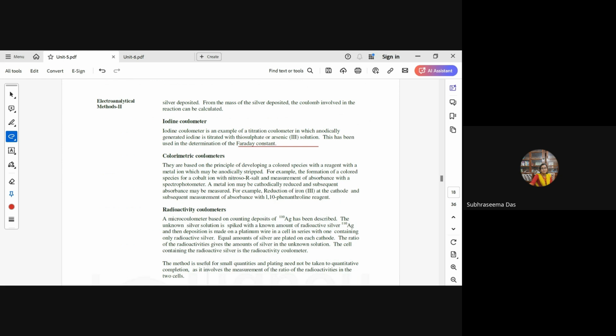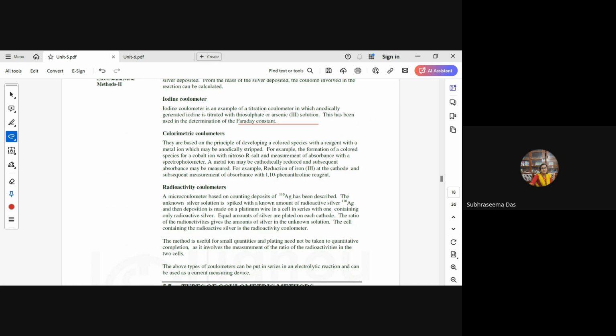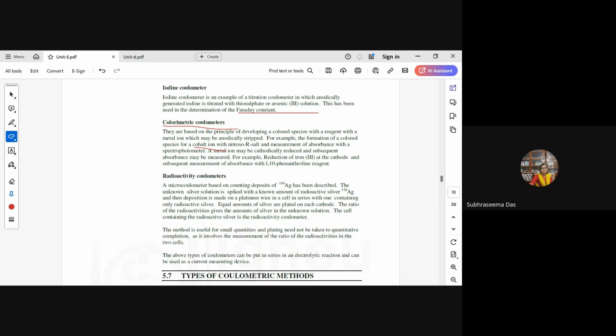Then we have colorimetric coulometers. They are based on the principle of developing a colored species with a reagent with a metal that may be anodically stripped. For example, the formation of a colored species of cobalt with nitroso R salt and the measurement of absorbance with a spectrometer. A metal ion may be cathodically reduced and subsequently the absorbance measured. Here, reduction of iron 3 at the cathode is followed by measurement of its absorbance with a particular chemical reagent, and then the quantity of current is measured. This is called colorimetric. As the name implies, colorimetry is always associated with a spectrophotometer.